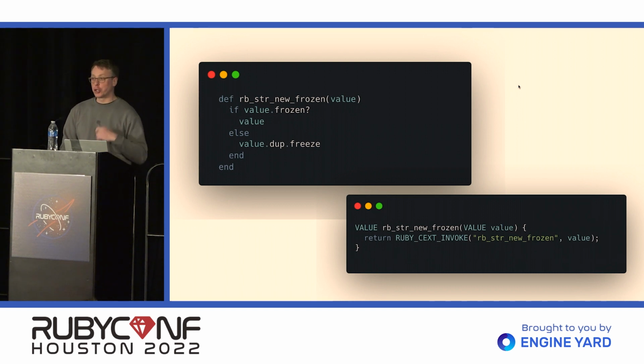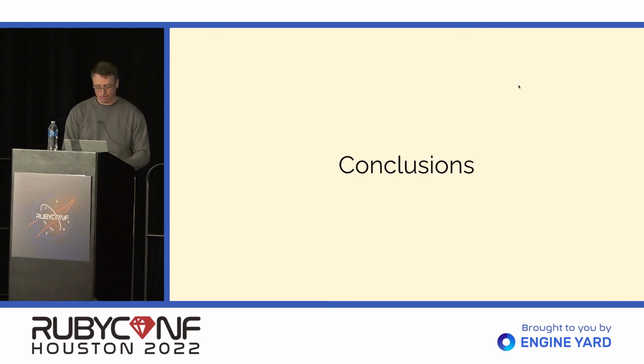For rb_str_new_frozen, you could look at the C code to understand what it does. That's quite complicated. You could try and read some of the documentation. That documentation isn't always great. Here, you can simply read it. What does it do? If the value is already frozen, it returns it. If not, it duplicates and freezes that new copy of it. That's great. We can understand it again, and it optimizes in the same way again. So we could go even further potentially.